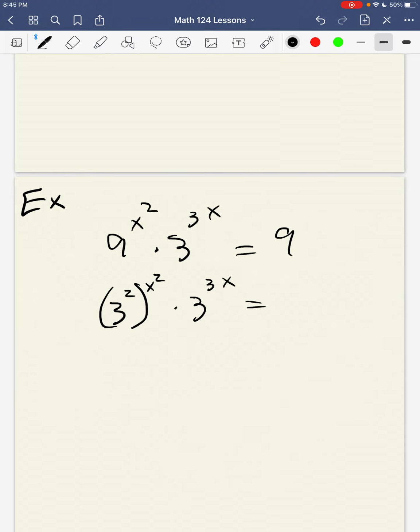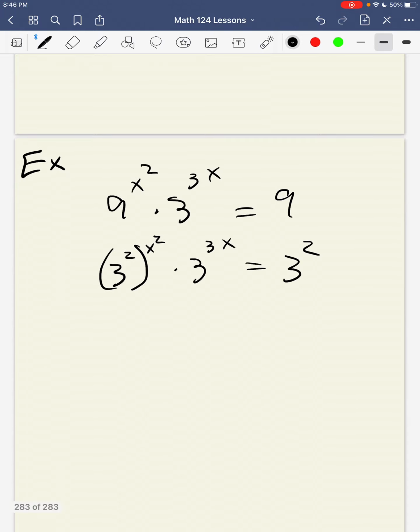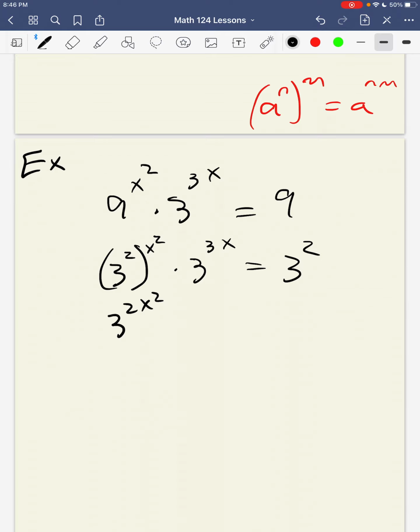Right. And then on the right-hand side, instead of the 9, we can write 3 squared. So we can write everything in a base 3 format. And now we just multiply it out using some properties. Here we use the property where a raised to some number and then you raise it to another number is just the same thing as a raised to the n times m. Right, so we have 3 to the 2x squared times 3 to the 3x equals 3 squared.